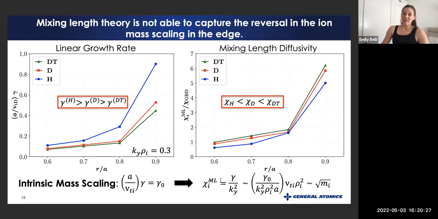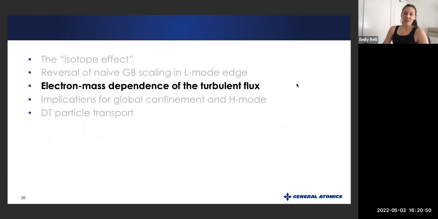A mixing length estimate for the ion thermal diffusivity based on the linear growth rate then follows the trend of naive gyroBohm-scaling with the square root of the ion mass scaling, with chi increasing with increasing ion mass. Thus, while mixing length theory predicts the increase in transport from the core to the edge, it is not able to capture the reversal in the ion mass scaling. So in what follows, I will show that the favorable reversal in the isotope scaling of the turbulent energy flux from the core to the edge arises from finite electron mass corrections.